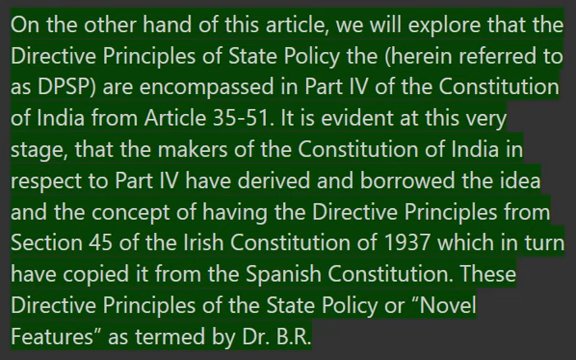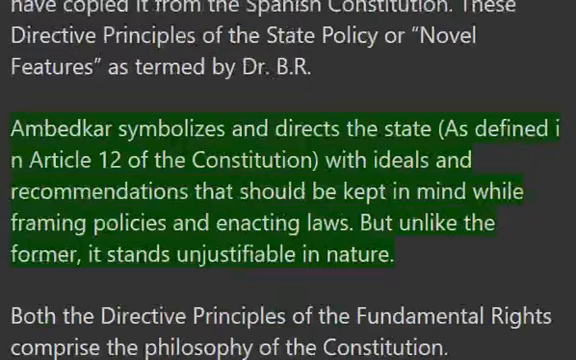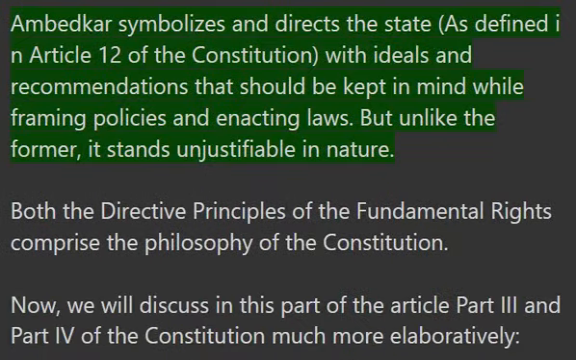These Directive Principles of State Policy, or novel features, as termed by Dr. B.R. Ambedkar, symbolize and direct the state, as defined in Article 12 of the Constitution, with ideals and recommendations that should be kept in mind while framing policies and enacting laws. But unlike the former, they are non-justiciable in nature. Both the directive principles and the fundamental rights comprise the philosophy of the Constitution.